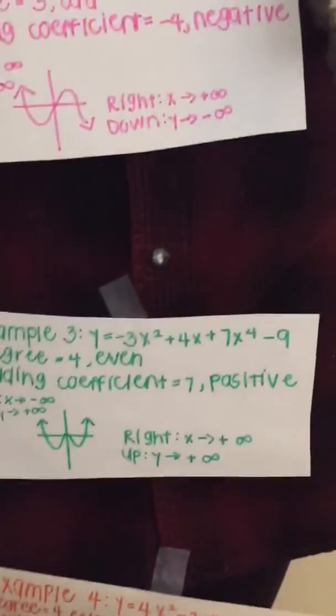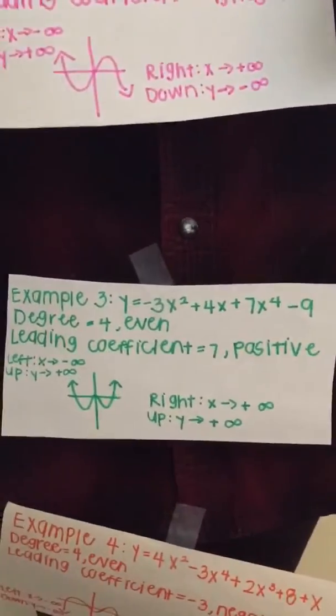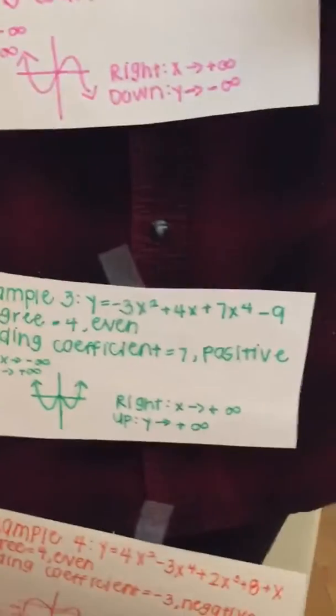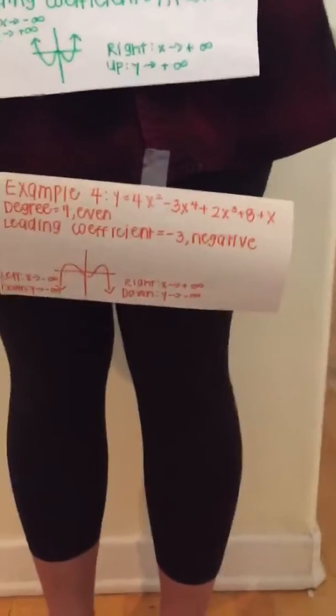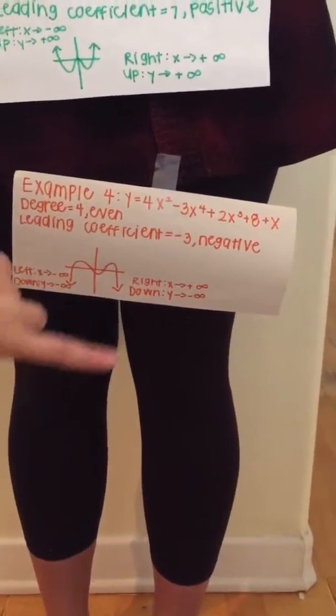Example 3, if the degree is even and the leading coefficient is positive, then it will look like this. Like a little butt. Example 4, if the degree is even and the leading coefficient is negative, then the graph will look like this. Your upside down butt.